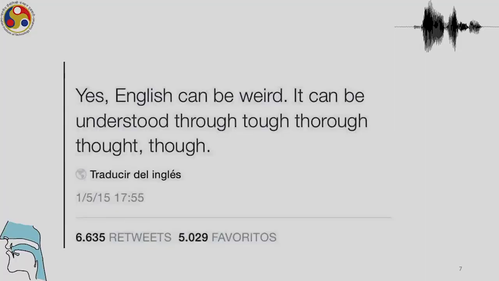Now, coming to irregularities, here is a tweet that I thought you might find interesting to follow, because look at what is being written there: yes, English can be weird, it can be understood through tough, thorough thought though. What is noticeable here is that we are repeating a combination of two consonants, G and H, in all the words. When you go from one word to another, in through, GH is silent, and in tough it is pronounced as F, in thorough again it's silent, in thought again it's silent, and in though again it's silent.